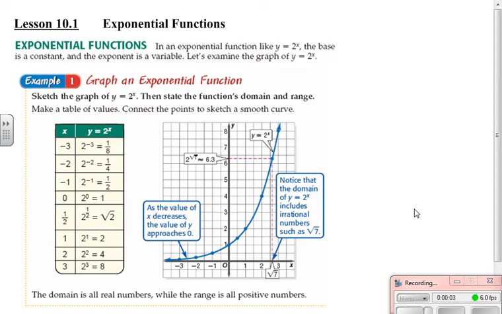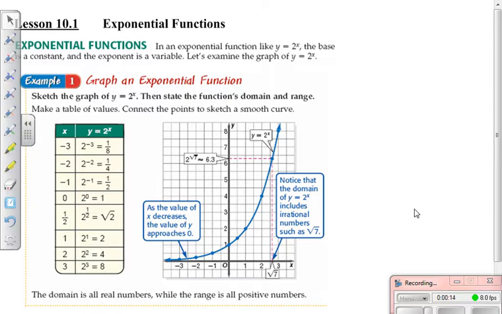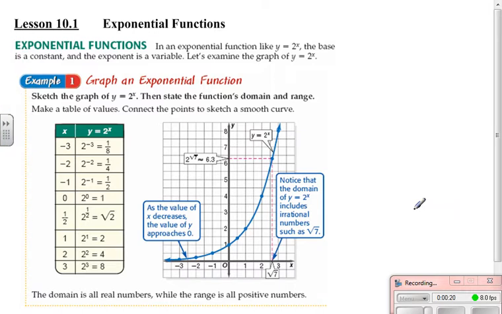Lesson 10.1 is going to begin with exponential functions. So we are going to have these relationships. Remember, a function is just an equation, a relationship, and these are based in exponents. So for example, an exponential function like y equals 2^x. The base is a constant, the 2 would be the base, and the exponent is where our variable is.